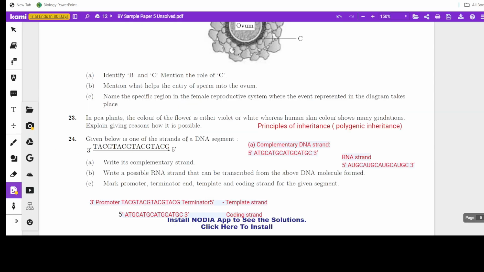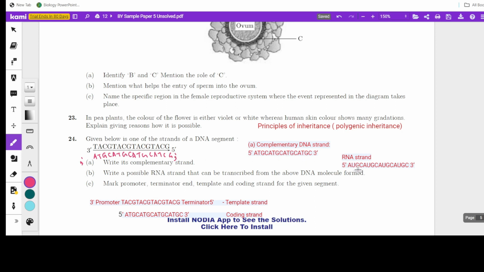Given below is one of the strands of a DNA segment. They have given a 3' to 5' strand. Write its complementary strand. So how will we write its complementary strand? You have to write for T the complementary one is A, for A it is T, for C, G, and for G, C, and so on, A, T, G, C, A, T, G, C, A, T, G, C. And this will be the 5' end and this will be the 3' end. So that is how the complementary strand comes.